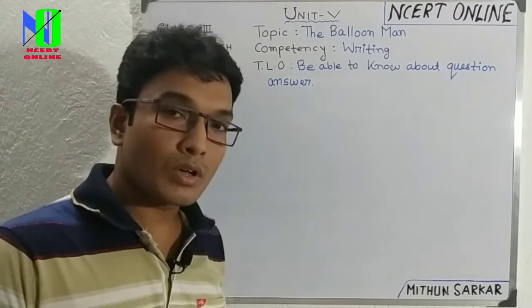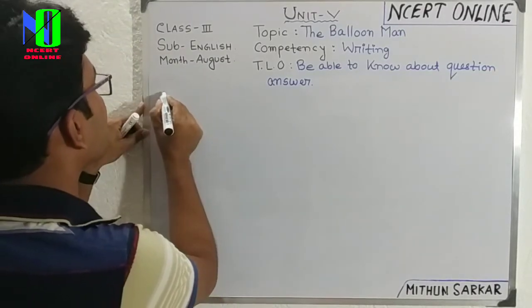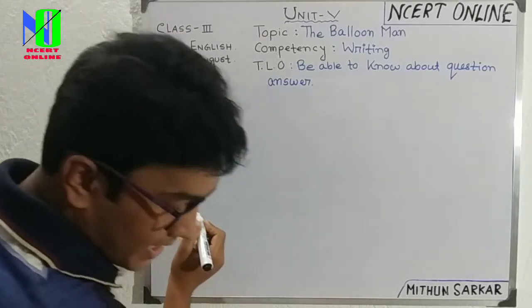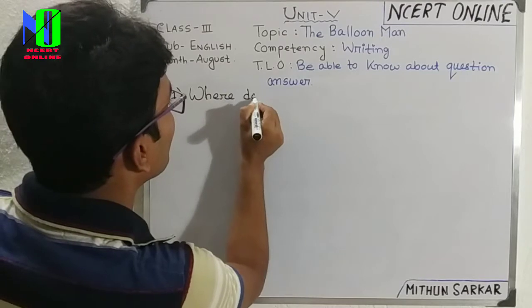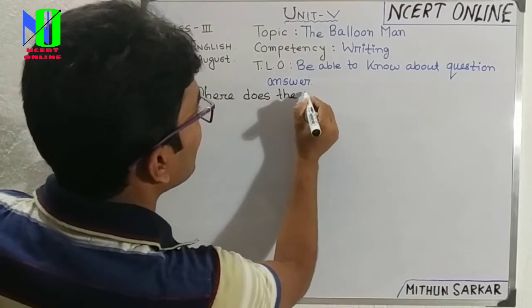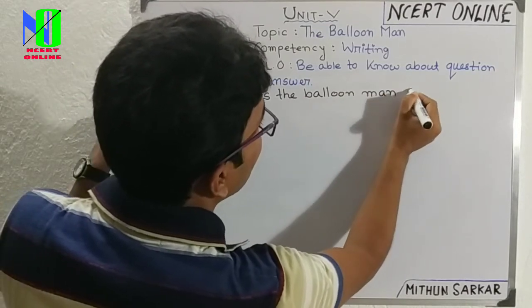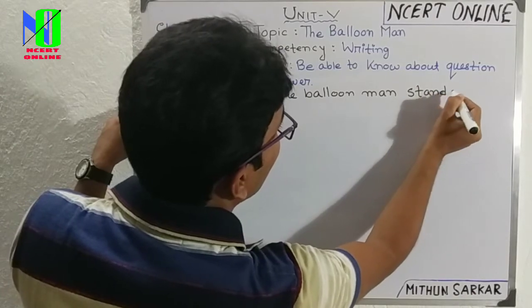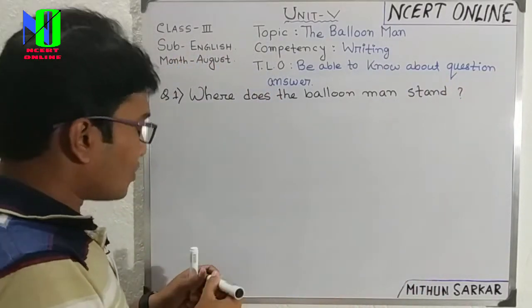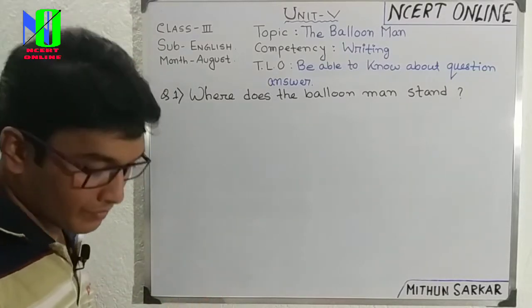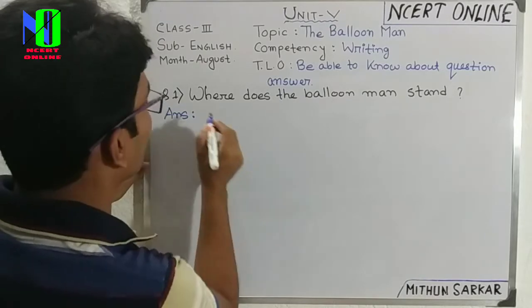Students, in our book we have a total of 3 questions. So first, write the first question here. Question number 1. Where does the balloon man stand? From our poem we can know very easily the balloon man. Here is written stand, so we need to write stands. Note down the answer also with me.